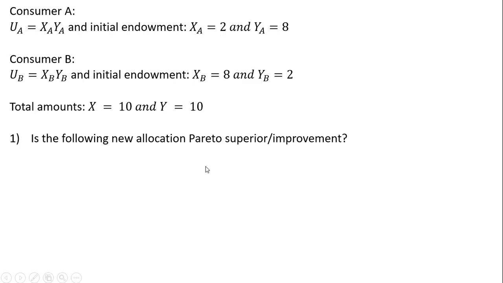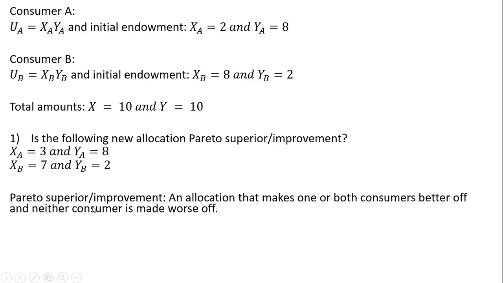We want to ask, is the following new allocation Pareto Superior, or some books might call it a Pareto Improvement? In this new allocation, consumer A now has 1 more unit of good X, 3 units of good X, and the same number of units of good Y. We took one unit away from consumer B and gave it to consumer A. So consumer B now only has 7 units of X and still the same number of units of Y. Still in total we have 10 units of X and 10 units of Y.